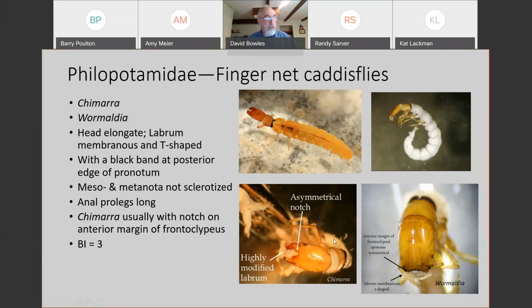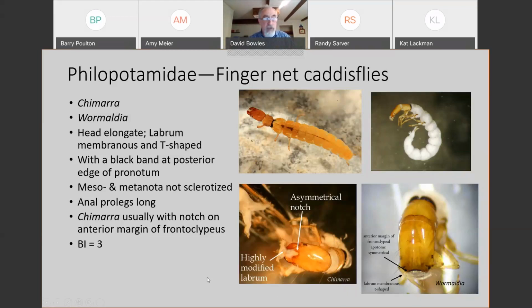If you have a Chimarra, the frontal clypeus has a very distinct notch, and often it's very asymmetrical, and we can actually use that to some degree to separate the different species that occur here, although it's not 100% reliable. But that's another one where if you have a hand lens, you can see that notch. If it doesn't have a notch, it's Wormaldia. If it does have a notch, it's Chimarra. So there's some nice characters for you.